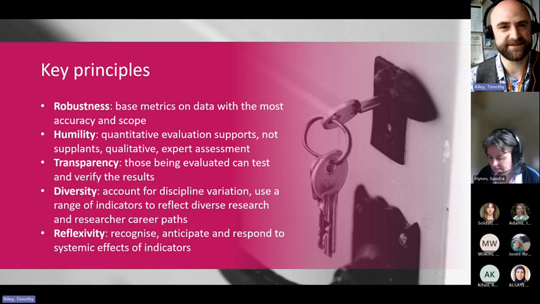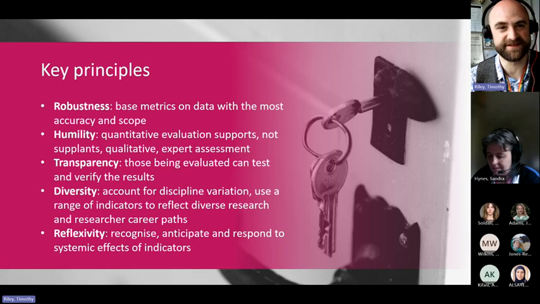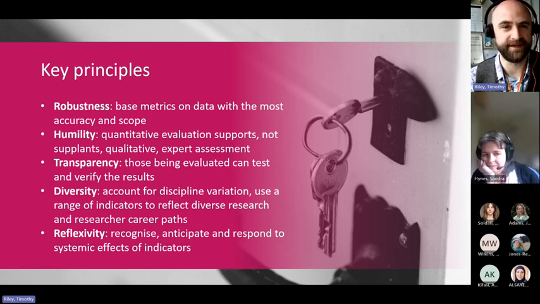Accounting for diversity within disciplines, maybe not just using H-index because it can vary so much across disciplines, not having a one-size-fits-all for everybody, but using different indicators and different methods to reflect the diversity of different kinds of researchers across different disciplines, different stages in their career, maybe as well people who have different ways that they research, taking into account all those different things, people's different personal circumstances as well, and also recognizing that because metrics can be gamed, we need to respond to the systemic effects that metrics can have on the academic landscape.